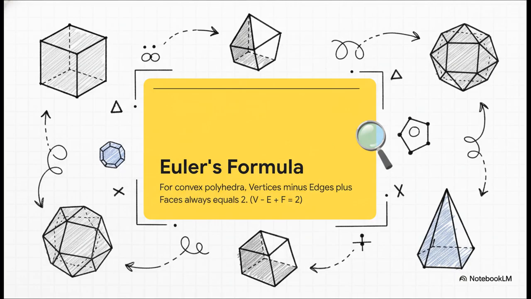And once we have these new words, we can uncover this incredible secret code that connects them all. It's called Euler's formula. For pretty much any solid shape you can think of, the number of vertices minus the number of edges plus the number of faces always equals 2. It doesn't matter if it's a cube or a crazy complex crystal. It's a fundamental rule of the universe, which is kind of mind-blowing.